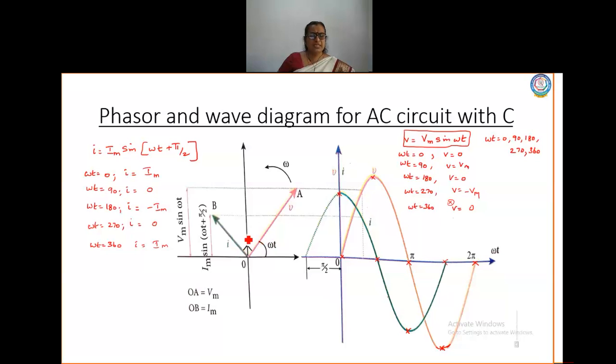So what should be the angle between the voltage phasor and the current phasor? It should be 90 degree. And since current is leading voltage, you should have the current phasor in this direction, and the angle between them is 90 degree. Okay, so this is the voltage phasor which is given as Vm sin omega t, and this is the current phasor which is given as Im sin omega t plus pi by 2. Hope you are very clear with this phasor and wave diagram.